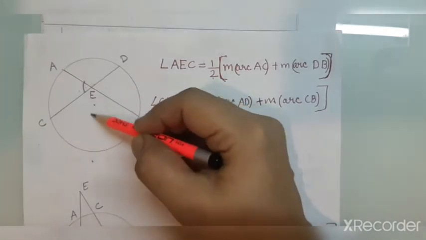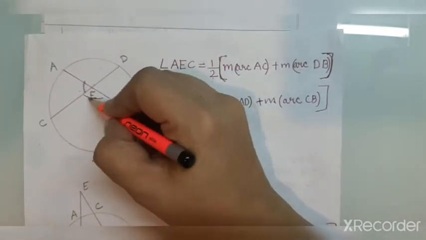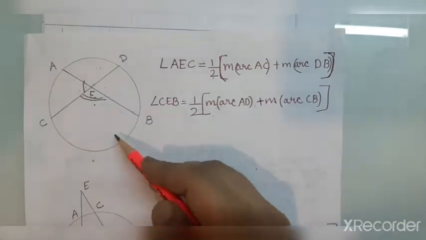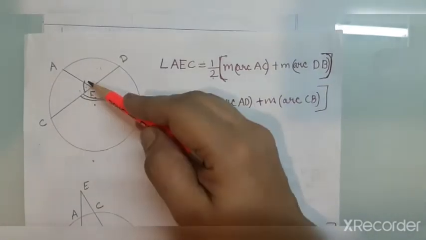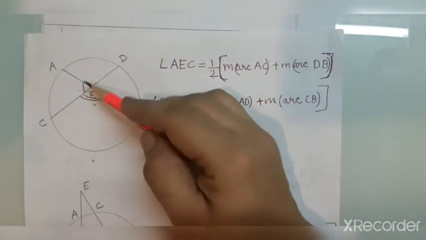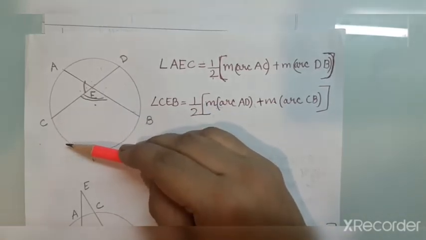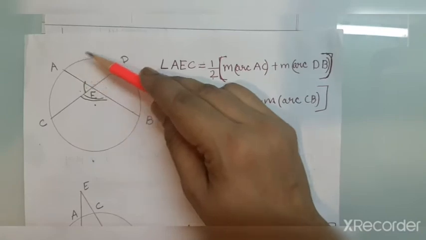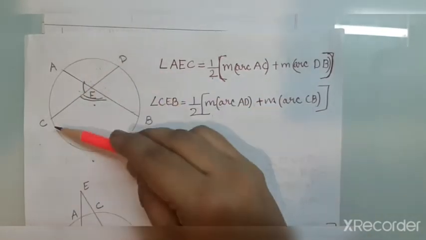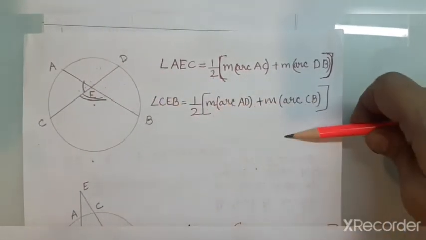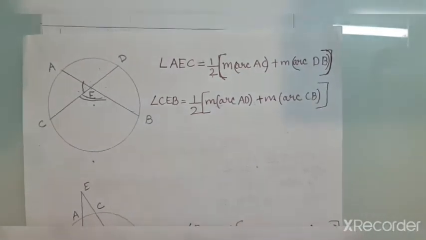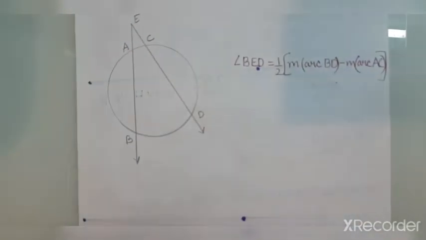In the same way, when we talk about this angle, I have written here CEB, and its opposite angle is AED. So angle CEB will be half of major arc BC plus AD, or AD plus BC, which is given here. Now the next property is when the chords intersect each other externally.